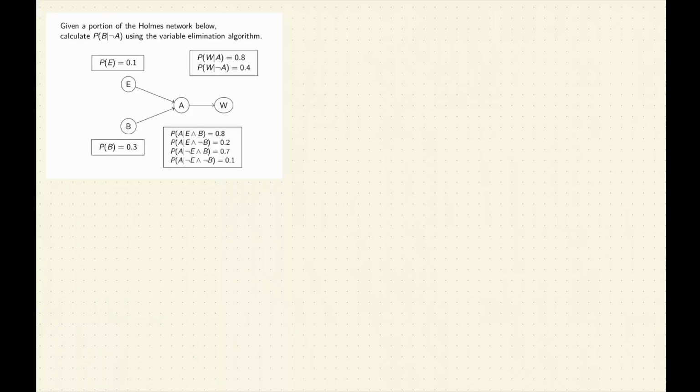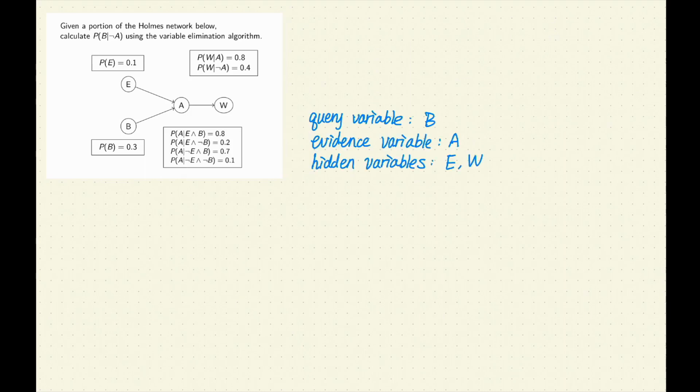First, let's write down what we need to calculate using probabilities. We'll divide up the variables into three types. B is a query variable, A is the evidence variable, E and W are the hidden variables. To calculate the conditional probability of B given not A, it's sufficient to calculate the joint probability of B and not A.